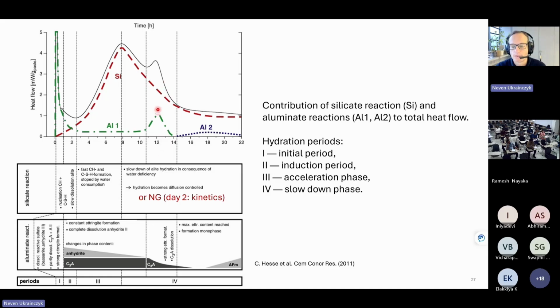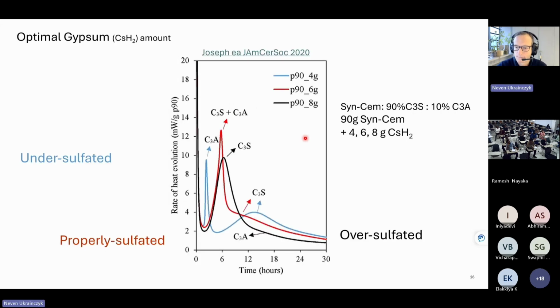But you also need to have the optimal amount here. If you have too little sulfate, then you would have this reaction here. So this peak would be here or even before. And then this is too little. So by calorimetry, you can determine the optimal sulfate amount. It should be here. And if it's too much later, it's also not good. And you can see this here.